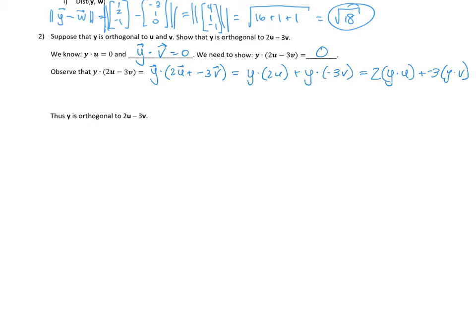Okay, and then y dotted with u is 0. That was given, right? We just wrote that up here. So this is 2 times 0 plus negative 3 times y dotted with v, also 0. It was given, and this is 0. So we have shown that they are orthogonal.